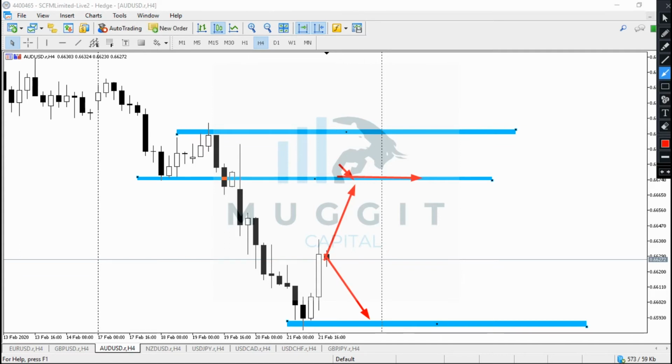I'd wait for price to come back down here, form support, form a valid signal, then I'd buy. Or I'd wait for price to break this resistance, pull back, form support, then I'd buy. So yeah, those are the three zones I'd consider.